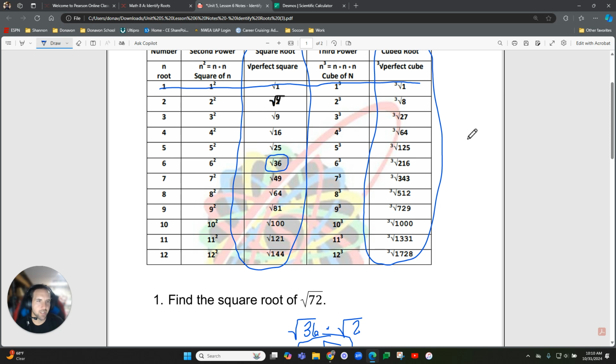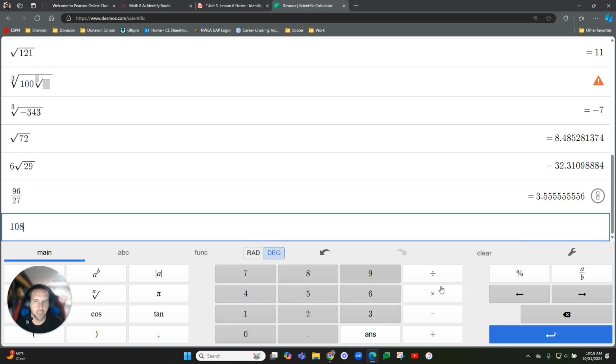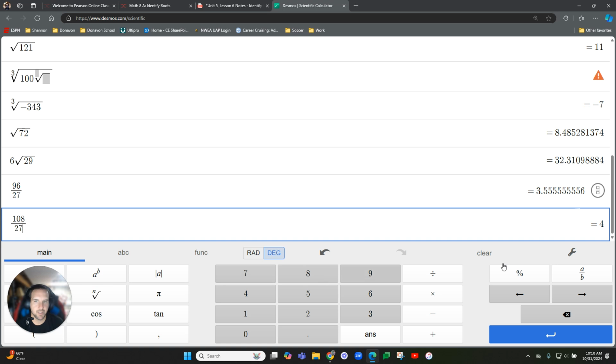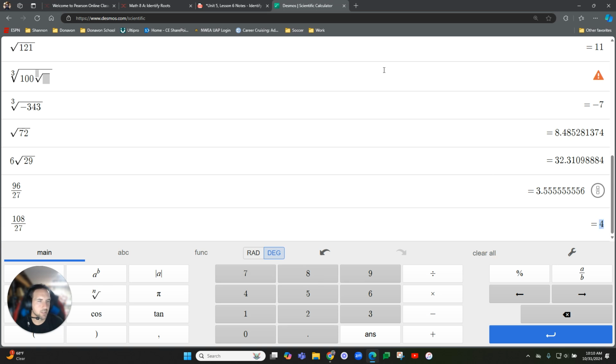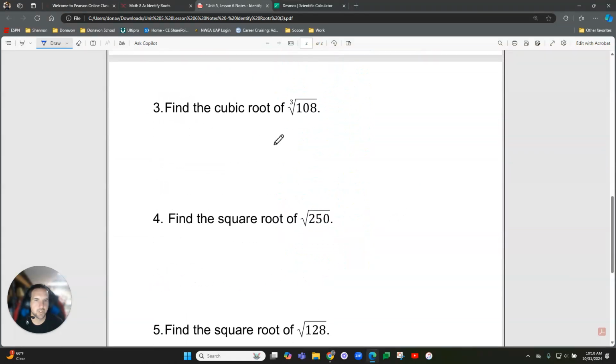All right, next one is the cube root of 108. So again, we're just trying to find the largest number that's a factor of 108. I believe 27 might actually be a factor. Let's try it. 108 divided by 27. I think it's 4. Yep, it is. All right. So this cube root, 27 times 4 is equal to 108. So we're going to do the cube root.